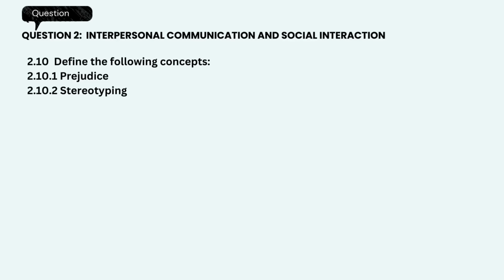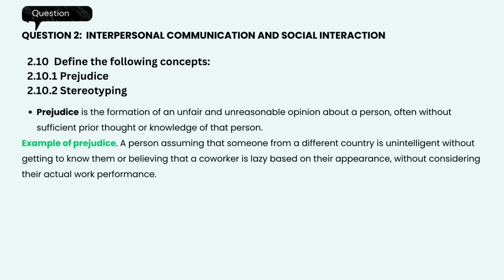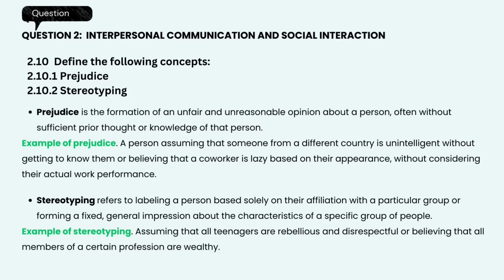Question. Define the following concepts. 1. Prejudice. 2. Stereotyping. Prejudice is the formation of an unfair and unreasonable opinion about a person, often without sufficient prior thought or knowledge of that person. Example of prejudice. A person assuming that someone from a different country is unintelligent without getting to know them. Or believing that a co-worker is lazy based on their appearance, without considering their actual work performance.